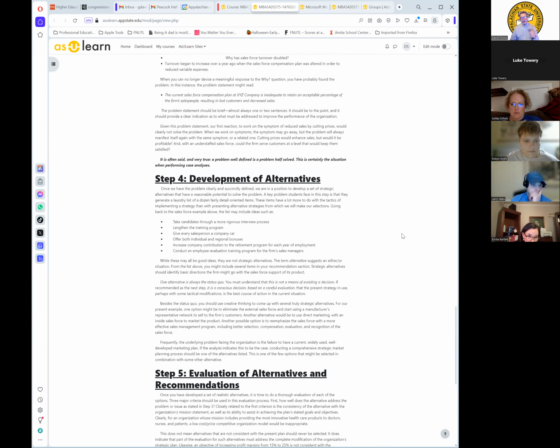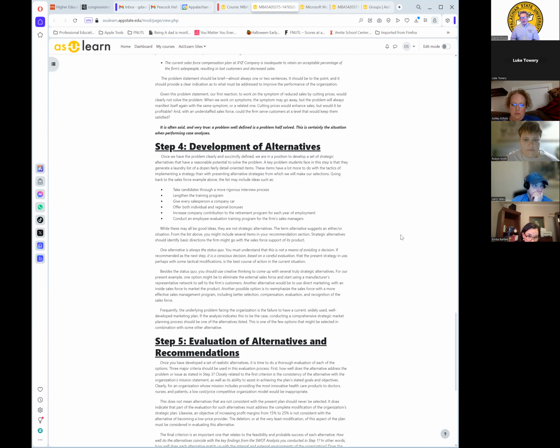And so once you state the problem, then you have to start developing alternatives. You have to come up with a series of strategic alternatives that have a reasonable potential for solving the problem or problems. All right. It's difficult sometimes. You might generate, like they say, a laundry list of items. But the important thing to filter through always is, does it match the strengths that you have in your corporation? And can you actually finish this and make this work?